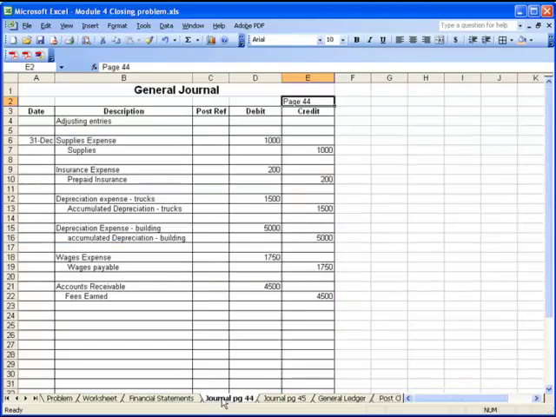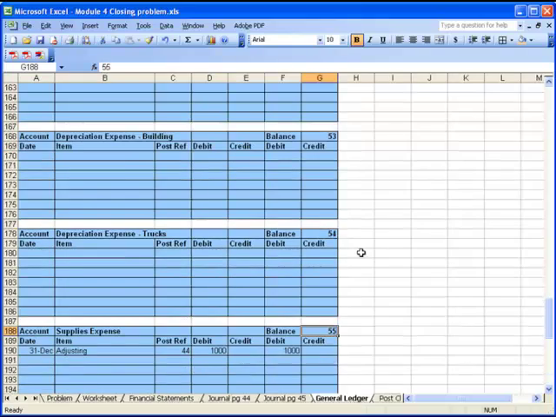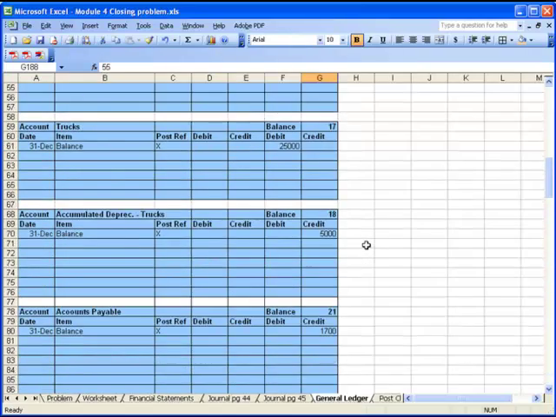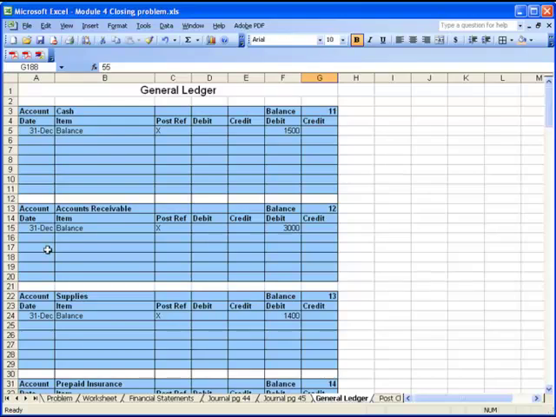So I need to go back into my journal, and in my posting reference I put 55. Now I need to go to my general ledger and my supplies account and post a credit for $1,000. So up here in my supplies account, December 31st, an adjusting entry, page 44 of my journal, credit for $1,000.